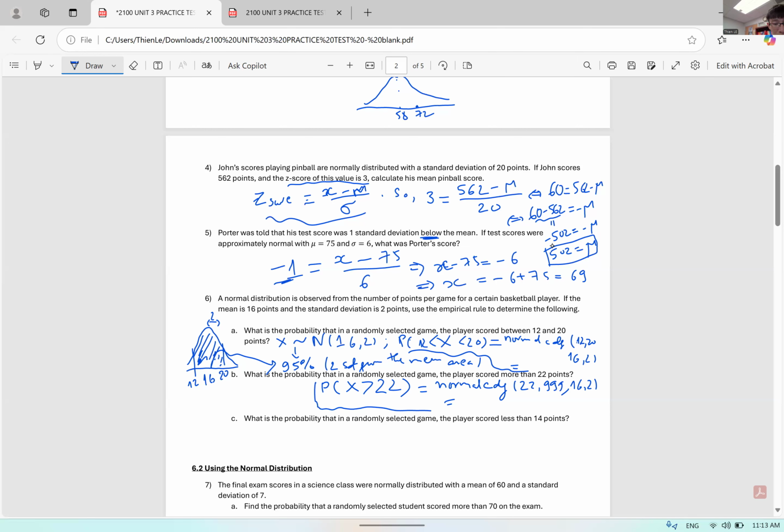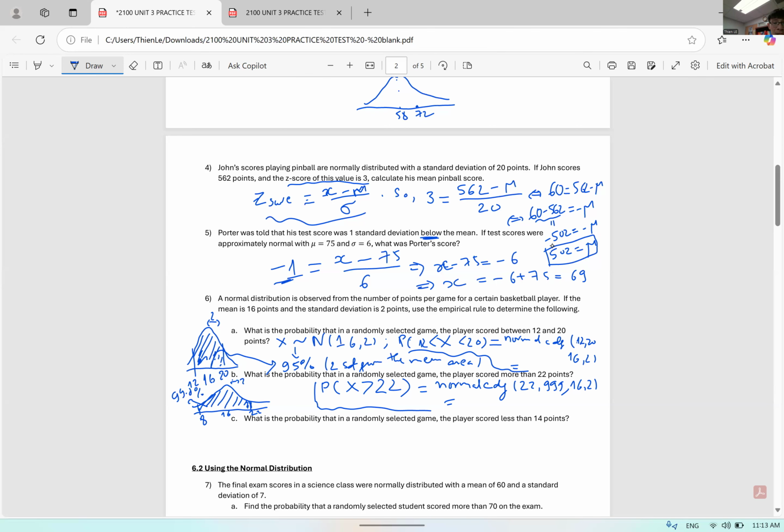Basically, if you look at the empirical rule, you have 16 here, and you have 2 as the standard deviation. So 22 is 3 standard deviations from the mean, right? So it is 22 here. And 3 standard deviations below will be 16 subtract 3 times 2, you get 10, right? And you know that 99.7% of your data will belong to this area.